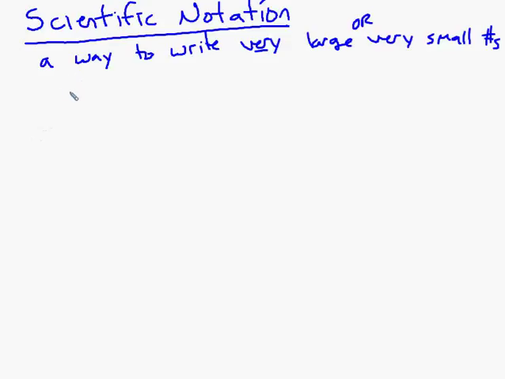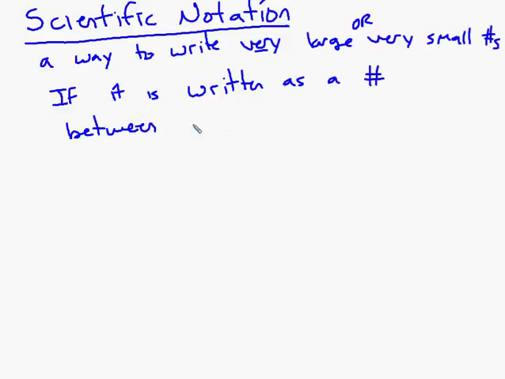Okay, now, a number is in scientific notation if it is written as a number between 1 and 10 and multiplied by a base 10.